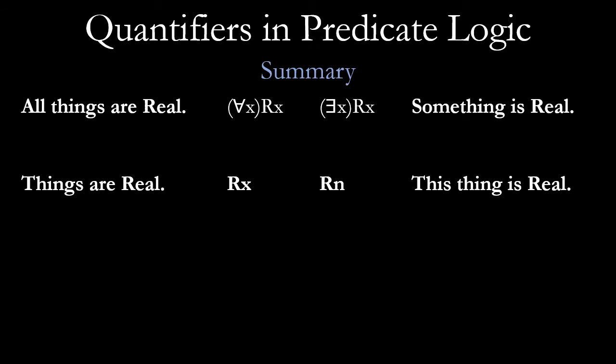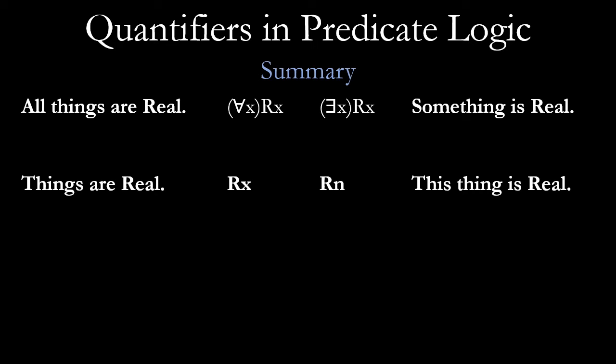Okay, so in summary, a way to depict all of these rules together, right? We've got your universal quantifier in the upper left. All things are real. Let's say R is the predicate "is real." So all things are real in the upper left. That's a universal quantifier. And in the upper right, we've got an existential quantifier. We've got there exists something that is real.